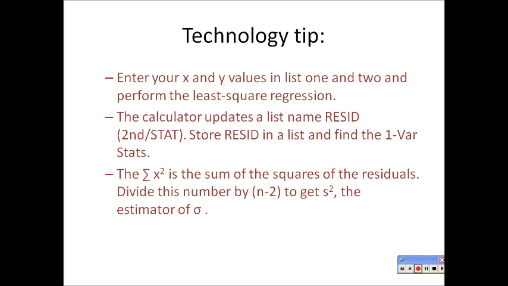Here's a quick technology tip. In your TI 83 or 84, enter your x and y values in list 1 and list 2 and perform the least squares regression. The calculator updates the list name RESID and stores the residuals in a list. Find the one variable stats of the residuals. Then, divide the sum of x squared by n minus 2 to get s squared, the estimator of sigma.